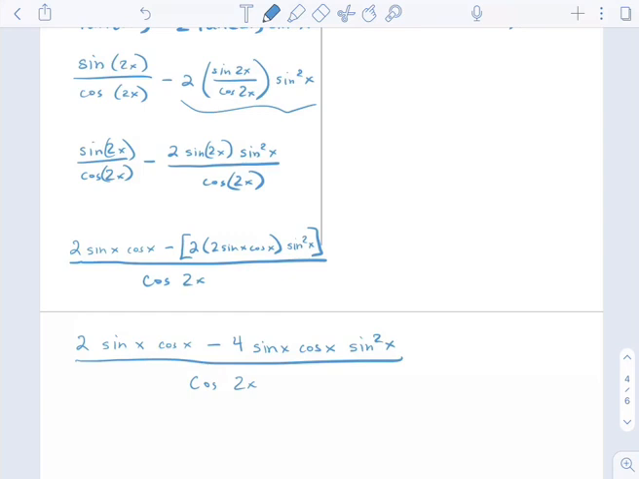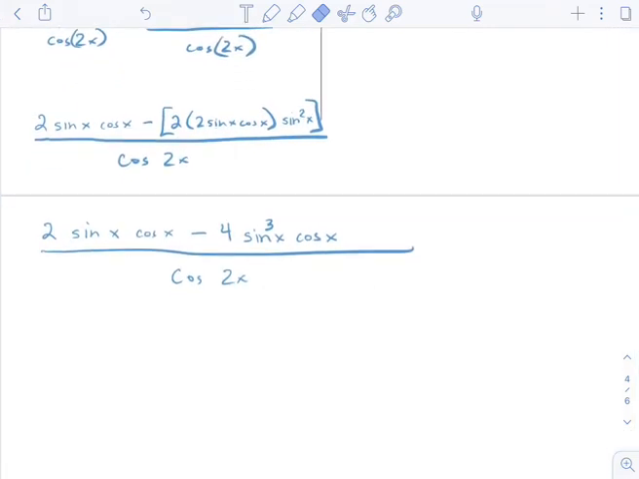So along the top, you might see that the right side of the top numerator has sine x and sine squared x. I can multiply them together for sine cubed x. So I'm going to write that as well. Simplify it a little bit. Make it a little bit easier. Like so.